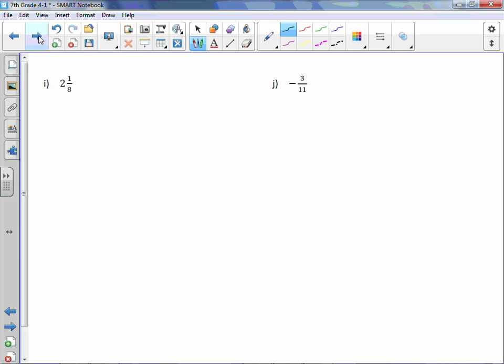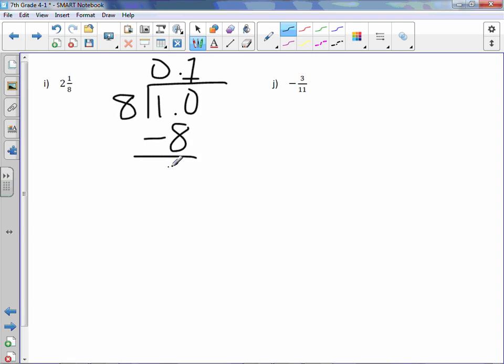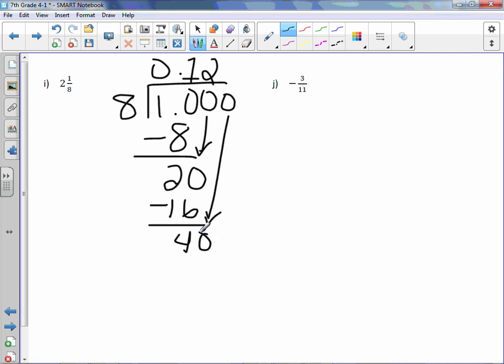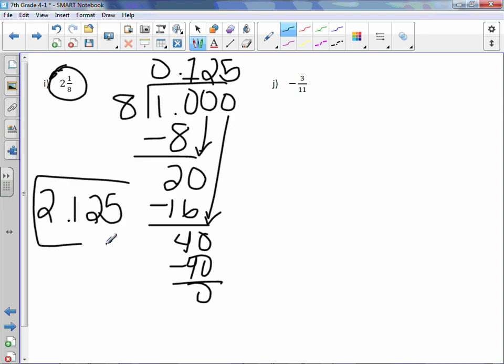Letter I, 2 1/8. Divide 8 into 1, add a 0. 8 into 10, once, which is 8. Subtract and get 2. Bring down a 0. 8 into 20, twice, which is 16. Subtract and get 4. Bring down a 0. 8 into 40, 5 times. So, don't forget the whole number of 2. So 2.125.